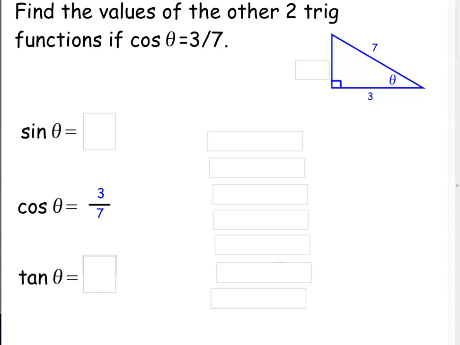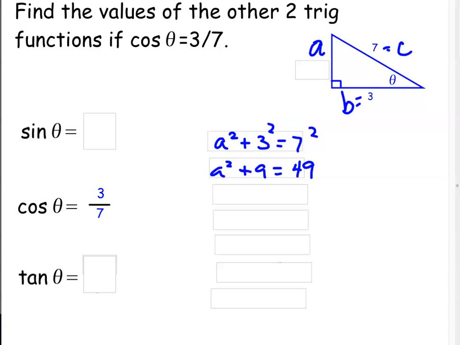Which letter would we assign to our unknown side? A or B? Okay, let's call it A. Which one is B? Okay, and so C is 7. So Pythagorean theorem says A squared plus B squared, which is 3 in this case, equals C squared, which is 7. Okay. A squared plus 9 equals 49, which means A squared would have to equal 40. Is 40 a perfect square?